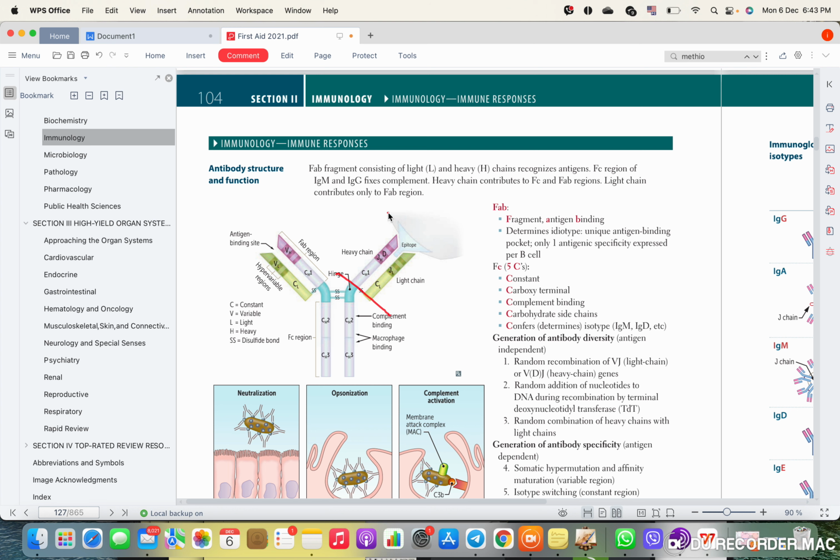So the Fab region was only here. The light chain is only within it. So the light chain only makes you the what? The Fab region. That's it.